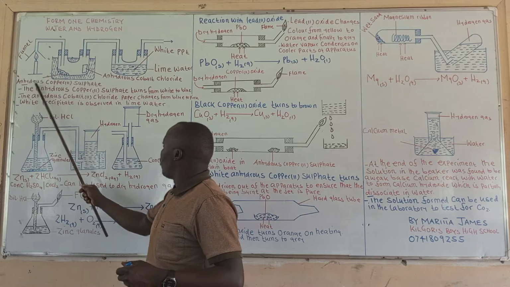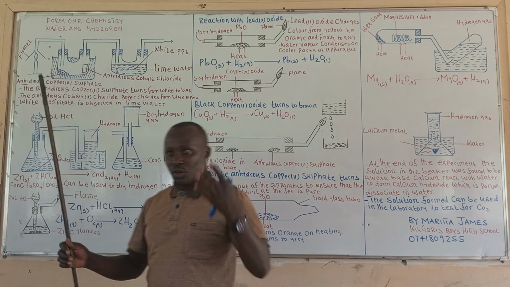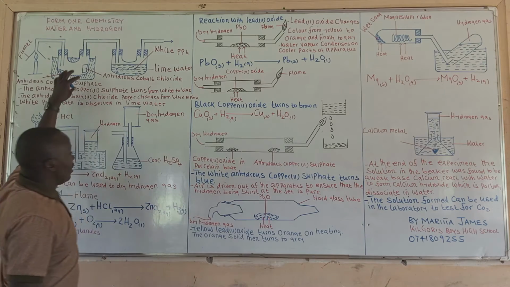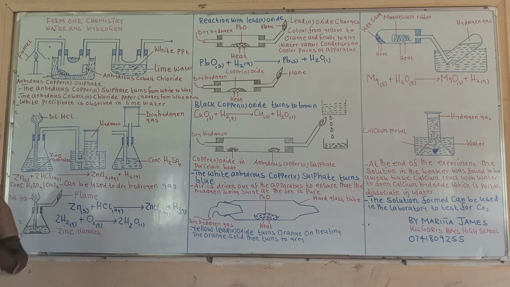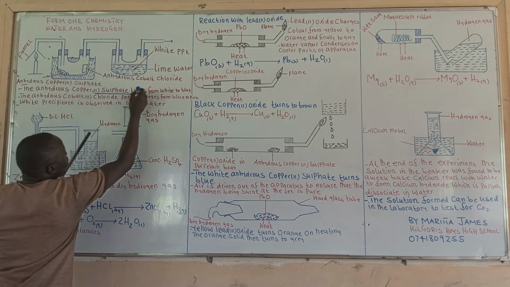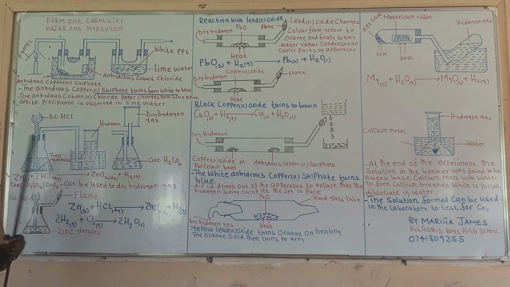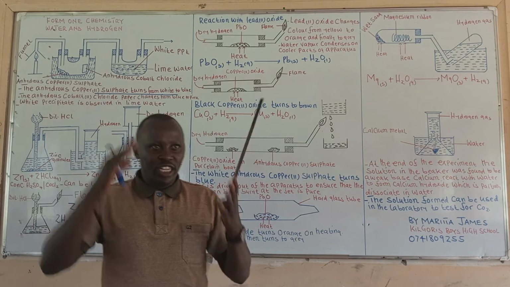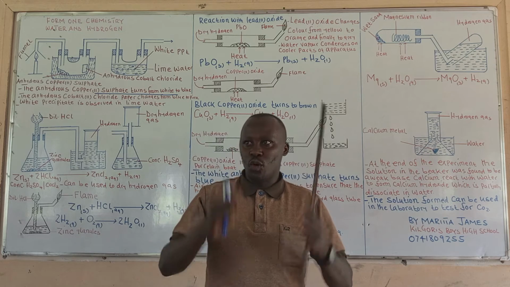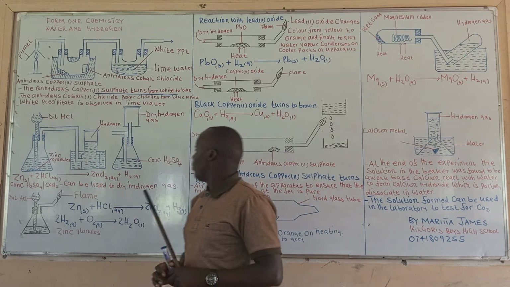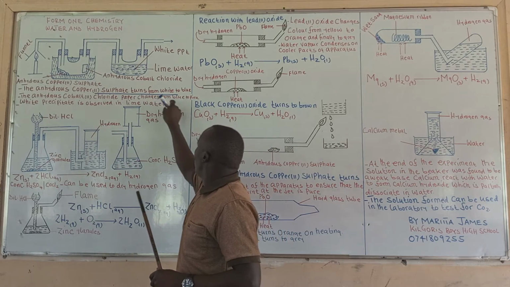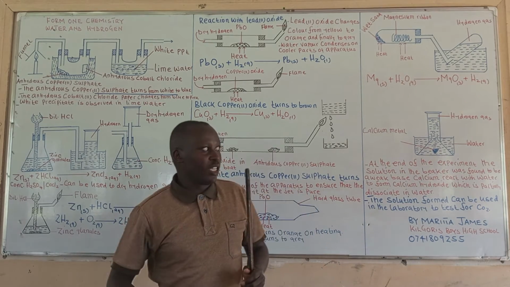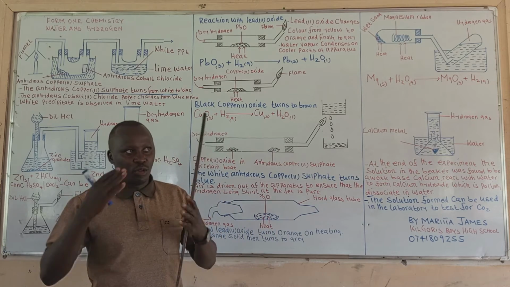So this anhydrous copper II sulphate and anhydrous cobalt chloride paper are used in this experiment to confirm that the liquid produced is water. In that case, what happens here? The anhydrous copper II sulphate turns from white to blue. If it turns from white to blue, that indicates that the liquid produced is water. If we have a cobalt chloride paper, it changes from blue to pink. That will also indicate that the liquid produced is water.